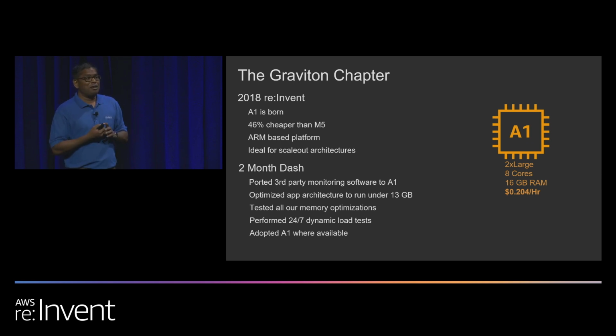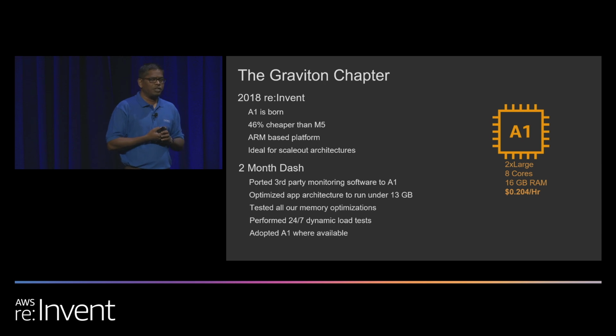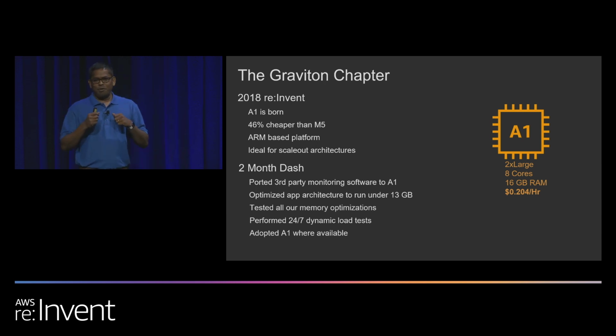The next challenge we ran into is A1 had just 16 gigs of RAM. So we made optimizations to our application to bring our memory consumption down to 13 gigs. That left 3 gigs for growth. And then we tested and tested and tested for weeks together. We made sure every optimization that we made was functionally correct and was performing well.